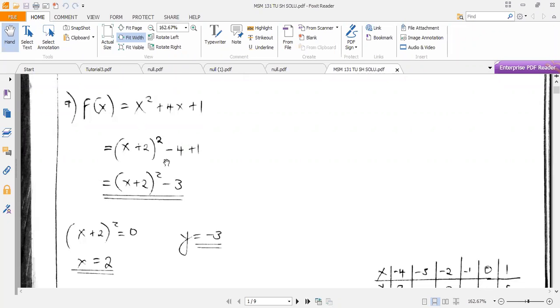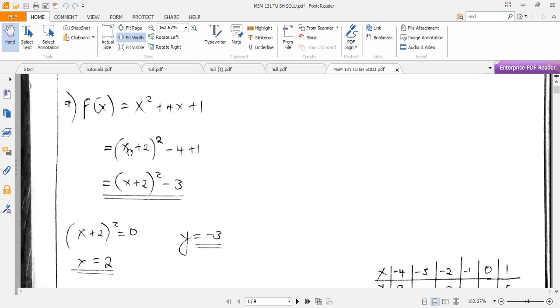If you expand x plus 2 squared, it produces x squared plus 4x plus 4. But we don't want the extra 4 that is being produced, and so we have to subtract it. That is the 4 that we are subtracting. We divide this 4 by 2, so it comes to be this 2 here.